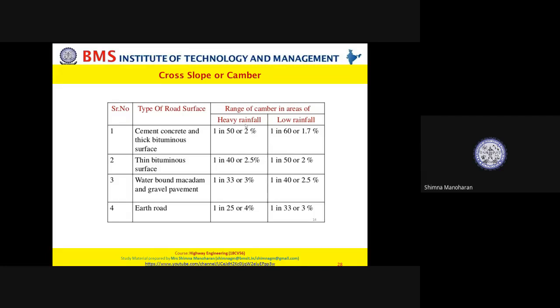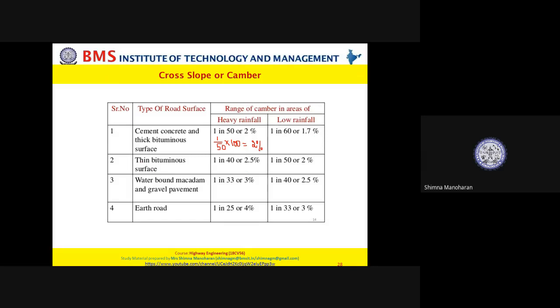So yeah, so we have seen how to convert 1 in 50 to 2%. So if you have to convert 1 in 50 to percentage, what you have to do is 1 by 50 into 100. That is nothing but 2%. Right? Now 1 by 60 is 1 by 60 into 100. Okay. So likewise, you will be converting.